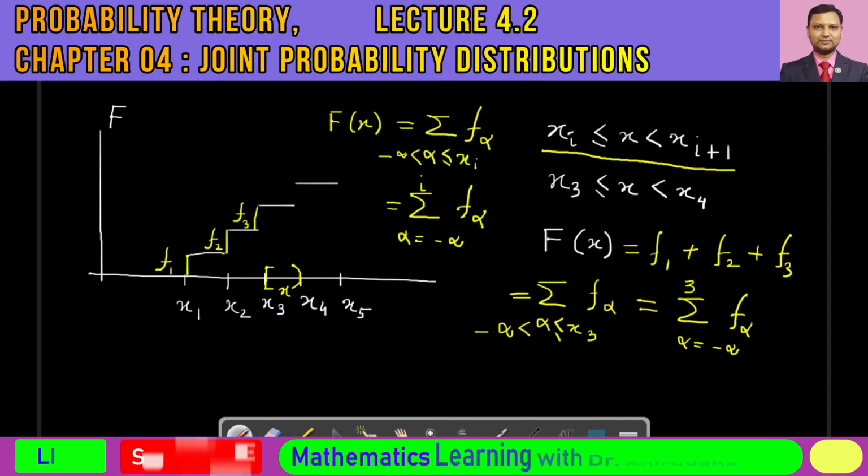This was the definition in case of a function of a single variable. This was the definition of the distribution function in case of a function of a single variable. And we just extend this definition in case of a function of several variables.